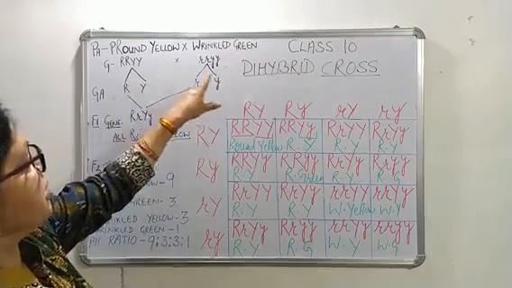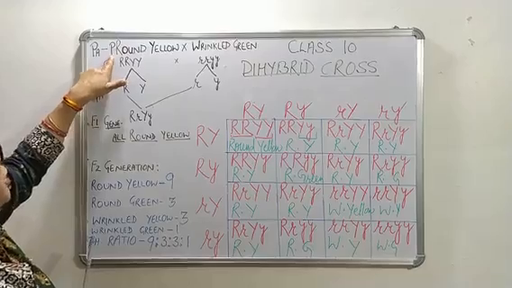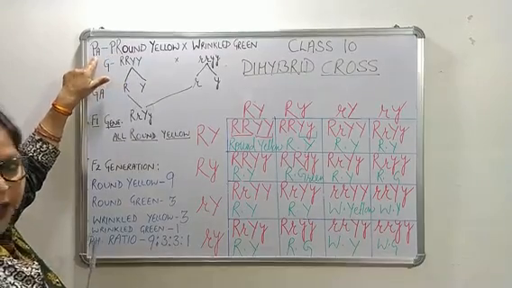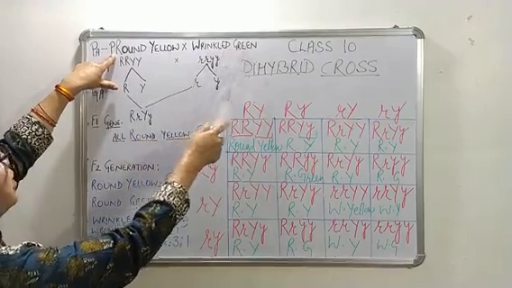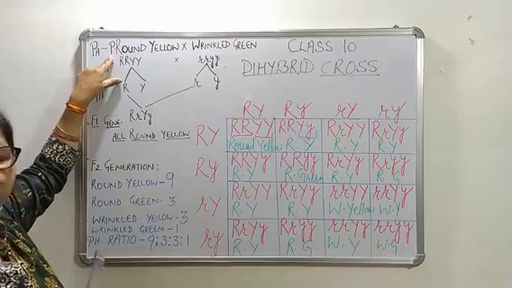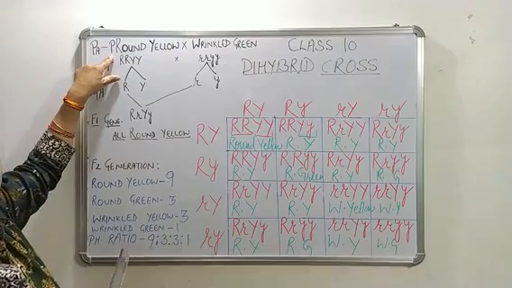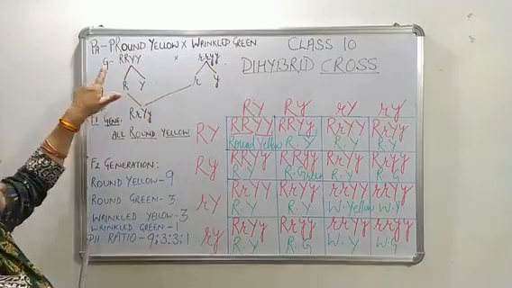When he crossed these two plants, this is the phenotype I have written in short. Here it is for parents. Parents were with round yellow seed and wrinkled green seed. So this is phenotype. I had already told you phenotype means the external appearance. So phenotype is round yellow and wrinkled green.